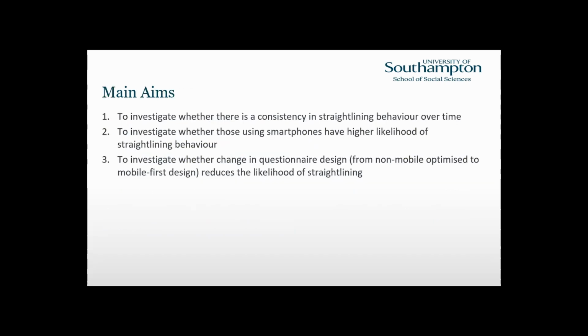The main aims of this specific work: there are three. The first one was to investigate whether there is consistency in straightlining behavior over time. The second one was to investigate whether those using smartphones have a higher likelihood of straightlining behavior. And the third one was to investigate whether the change in questionnaire design, which happened in Understanding Society in wave 10, when they moved from a non-mobile optimized questionnaire design to a mobile first design, reduces the likelihood of straightlining. Again, with special focus on smartphone users.